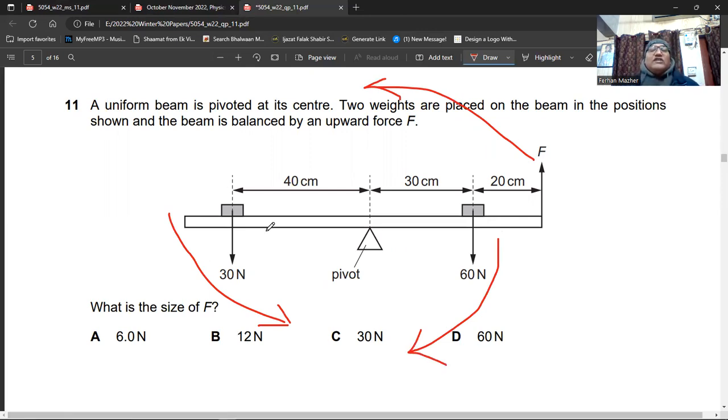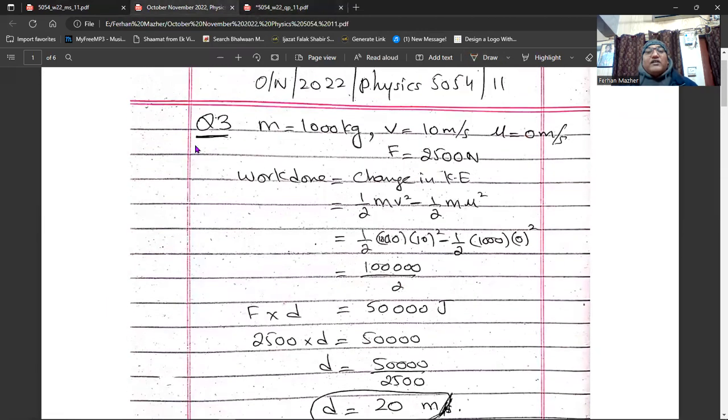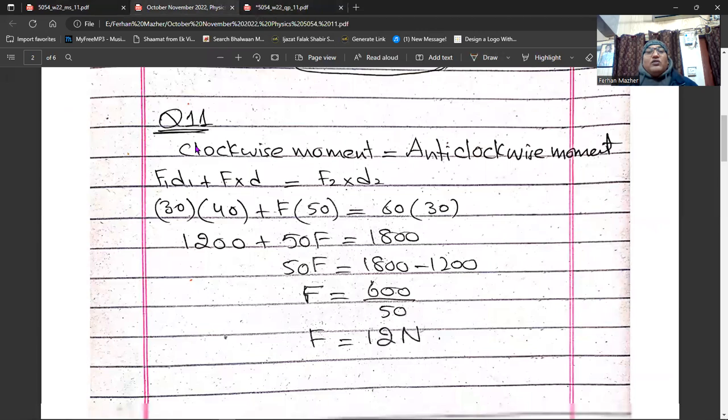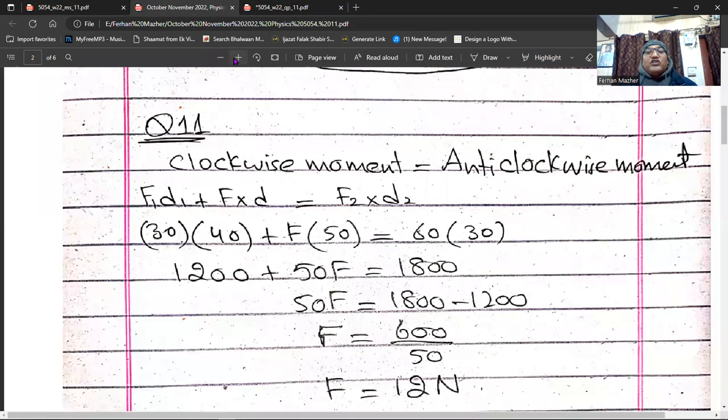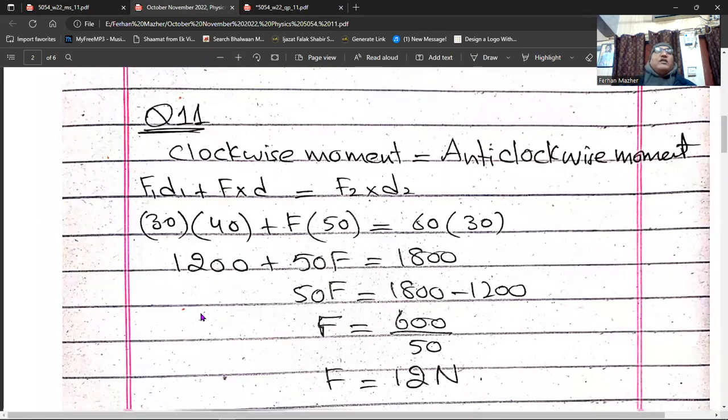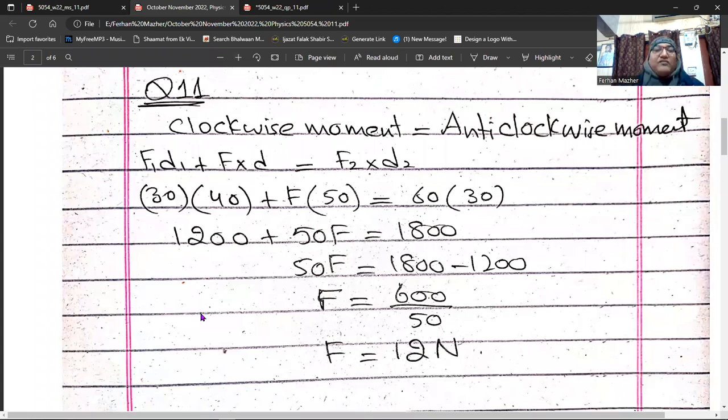Okay, so the sum of the anti-clockwise moments will be equal to the sum of the clockwise moments because the body is in balance. So here we go, we have this solution. The clockwise moment is equal to the anti-clockwise moment. So F1 D1 equals F multiplied by D equals F2 multiplied by D2.